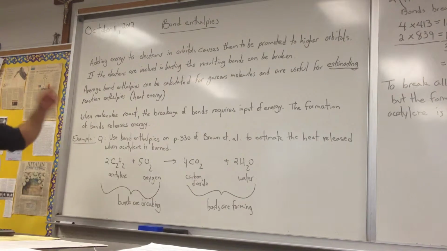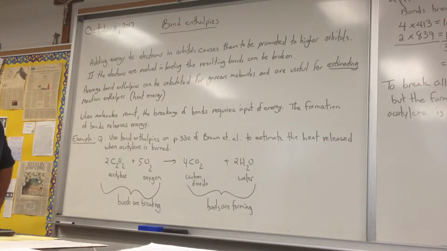A lot of times electrons are also involved in bonding, and when you promote the electrons in a bond out to a higher energy level, you can actually break the bond. So there's a certain amount of energy that goes into doing that. The average bond enthalpies can be calculated for gaseous molecules and are useful for estimating reaction enthalpies. And enthalpies is just a fancy word for the heat energy contained in the chemical substances.